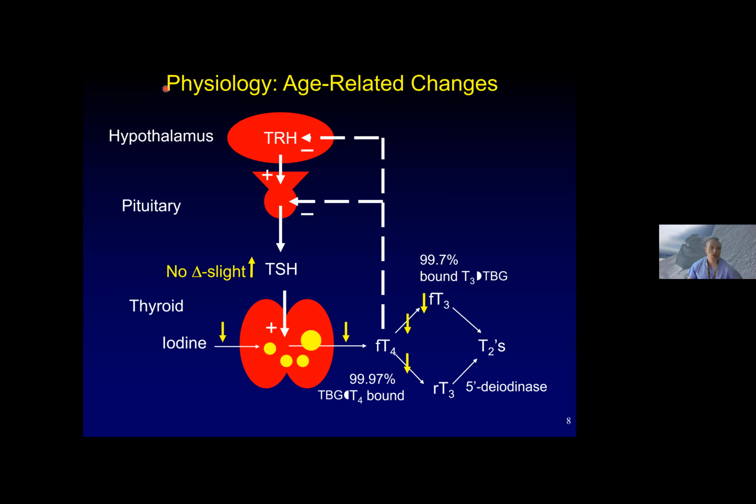A few things that are important to keep in mind that happen with age: TSH may be slightly increased. Sometimes it's normal, but sometimes it's increased. There's also an increased chance of developing nodules and also a decrease in iodine and free T4 secretion. So some of these things are physiologic. And so we may have a TSH, for instance, that instead of being 3 to 4, may be a little bit above normal. And that doesn't necessarily mean that the patient is having a thyroid problem.